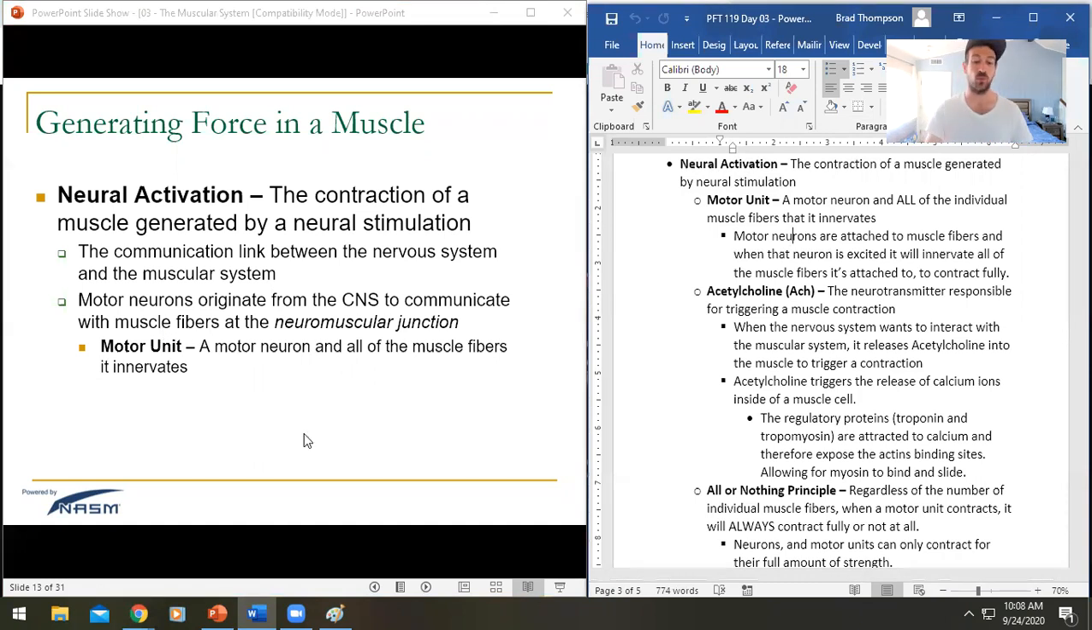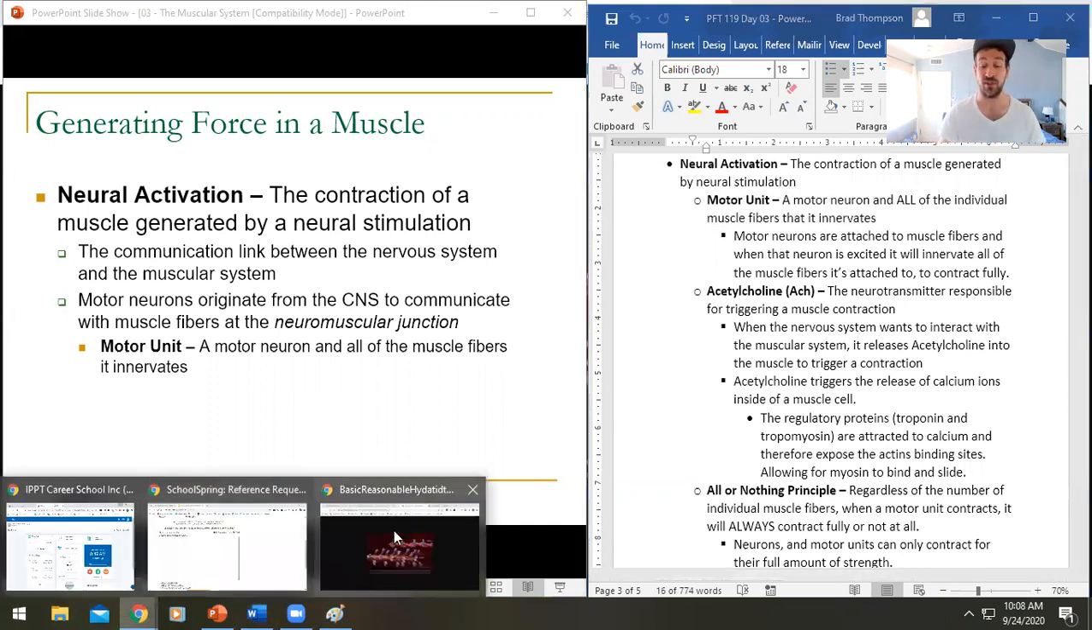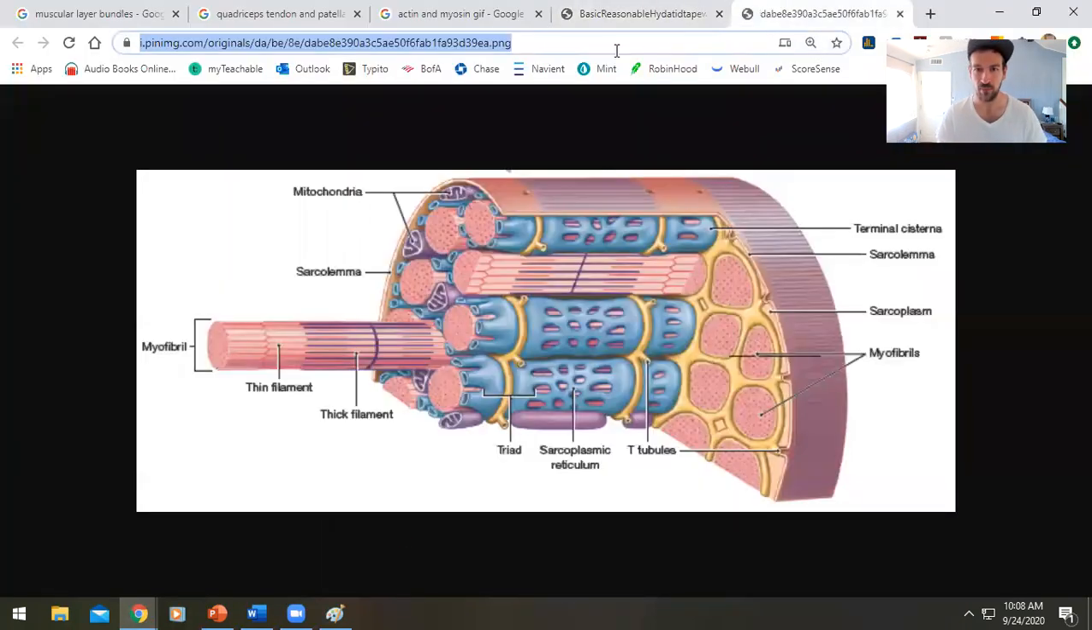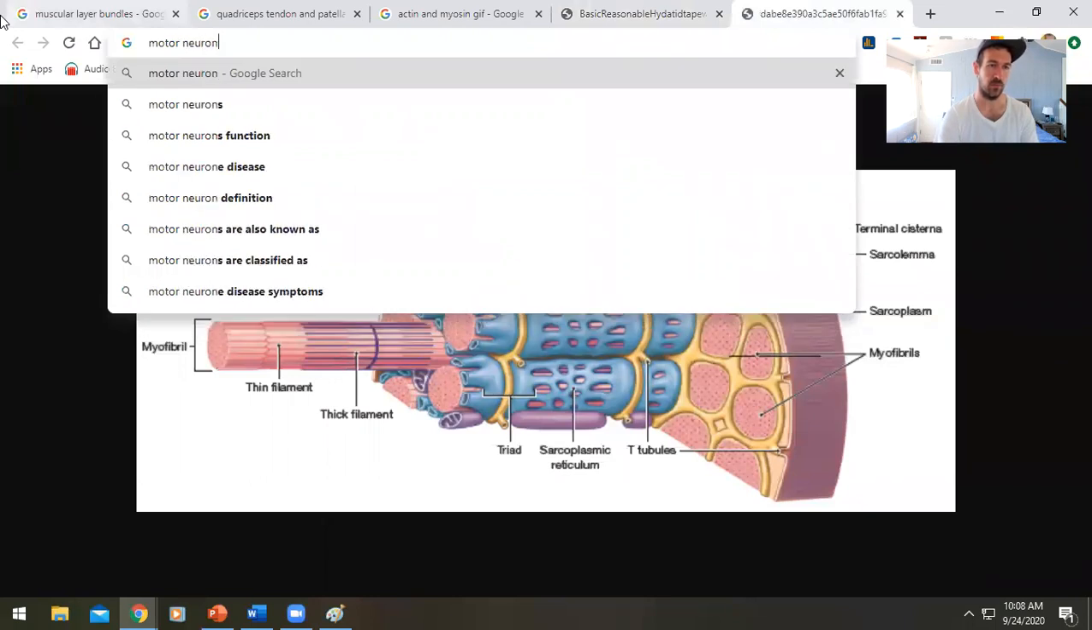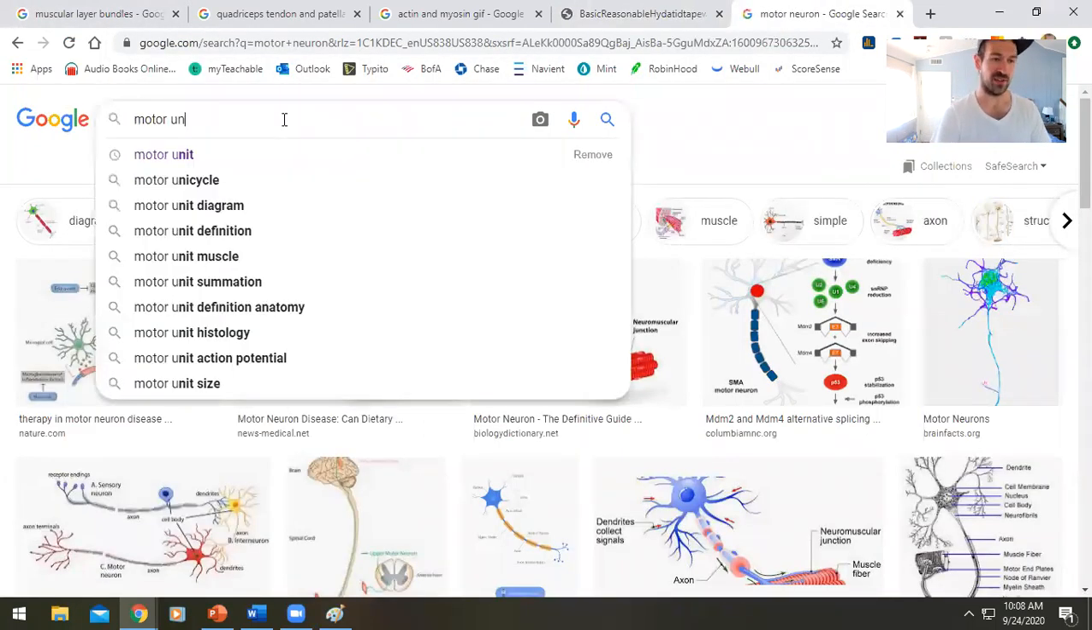And so we call that a motor unit. This is one of our most important terms here. A motor unit is a single motor neuron and all of the individual fibers that it innervates, or zaps. So let's look at a motor unit here.